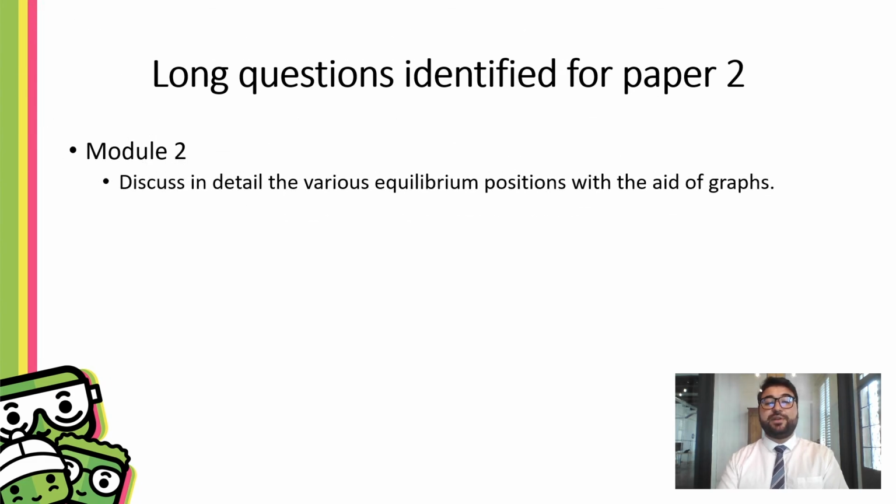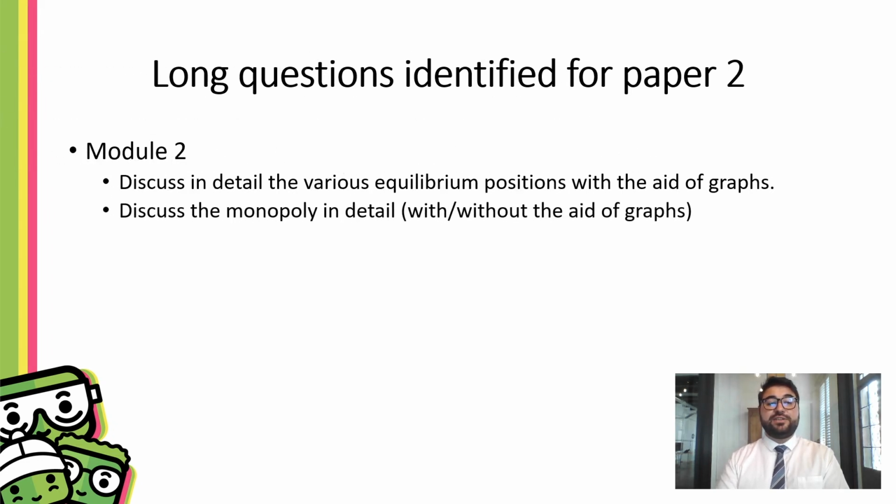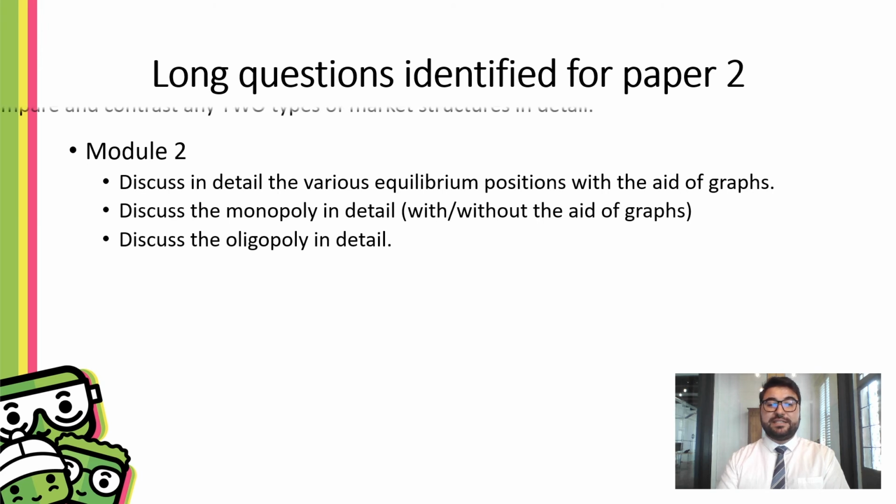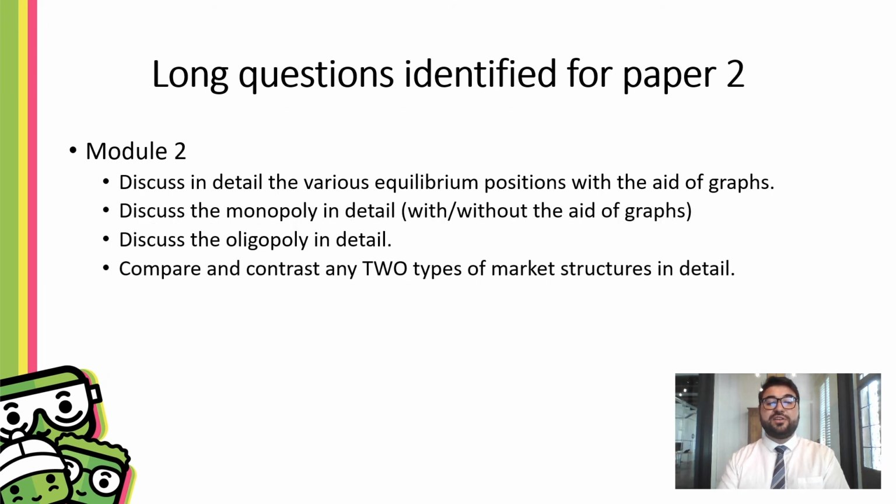discuss in detail the various equilibrium positions with the aid of graphs. Then you need to discuss the monopoly in detail with or without graphs. I can ask you either way. Then discuss the oligopoly in detail. And then compare and contrast any 2 types of market structures in detail. Here they can ask you to compare the perfect market and the imperfect markets with each other for 26 marks. Or they can be very specific and ask you to compare the monopoly with the perfect market or one of the other imperfect markets.